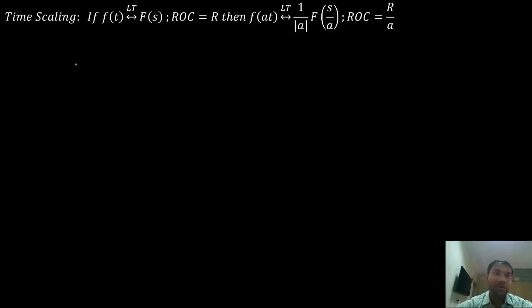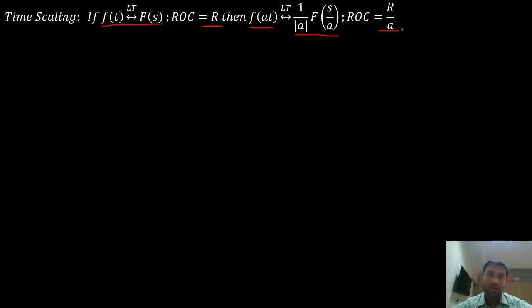The next property of Laplace transform is time scaling, right? Time scaling. What happens if I scale the time domain signal? How will my Laplace transform change? And how will the ROC be affected, right? If f of t has a Laplace transform F of s with ROC R, then f of at will have a Laplace transform 1 by mod a F of s by a, and the ROC is going to be R divided by a, right? R divided by a.